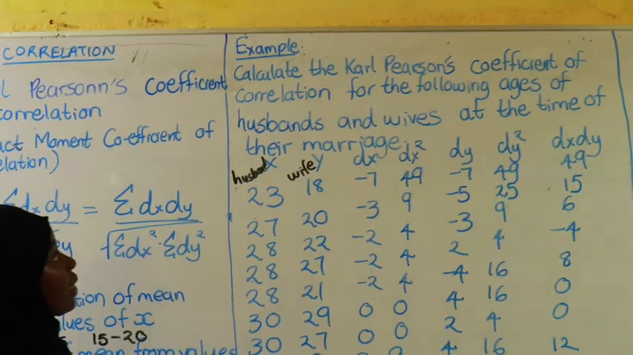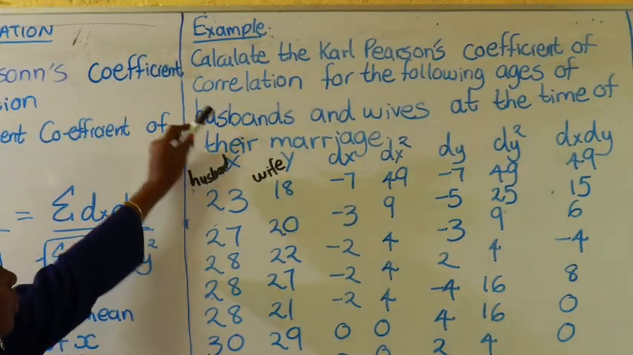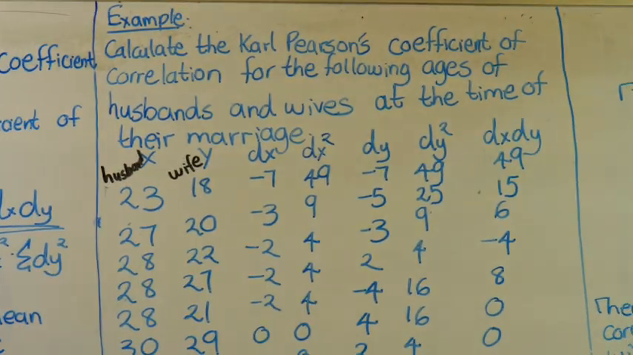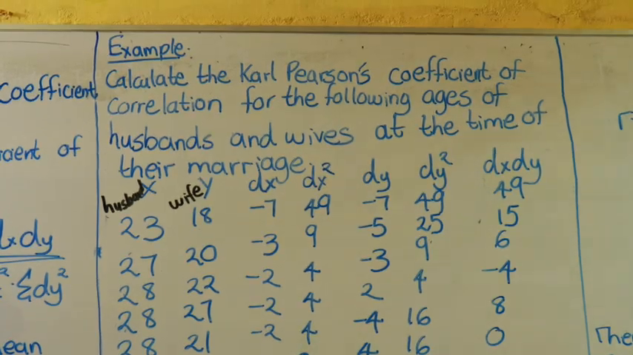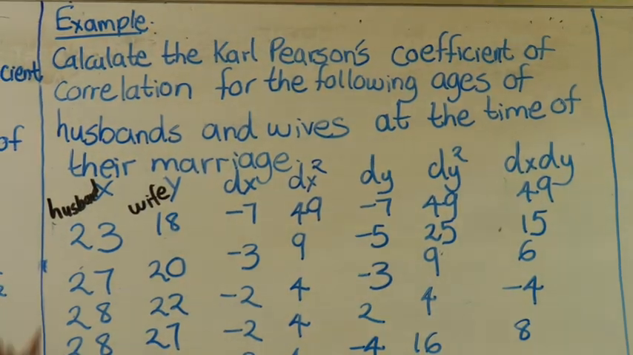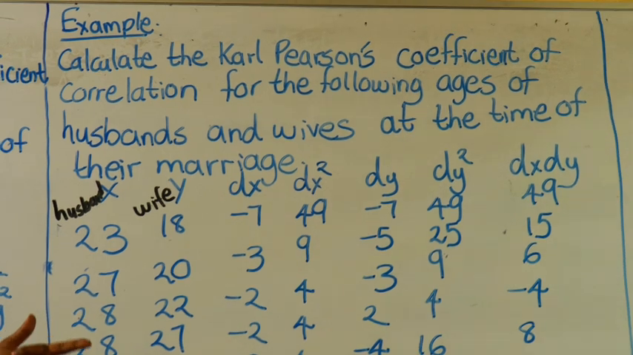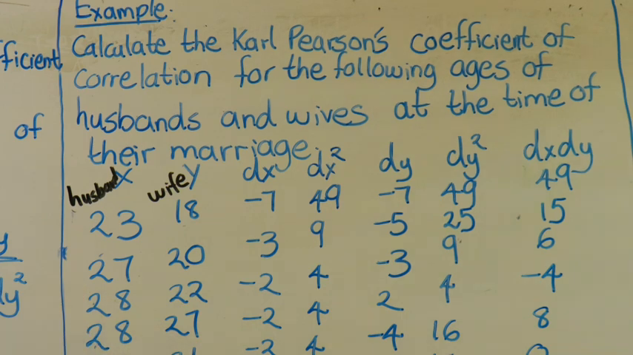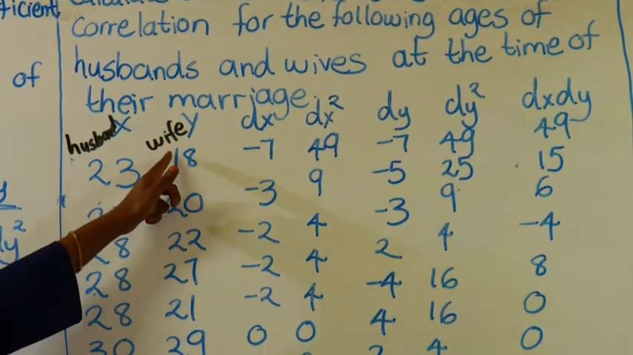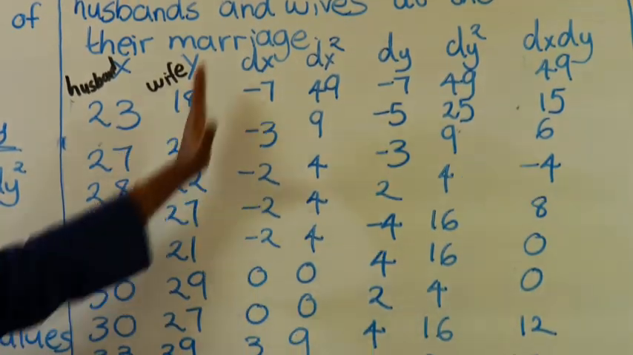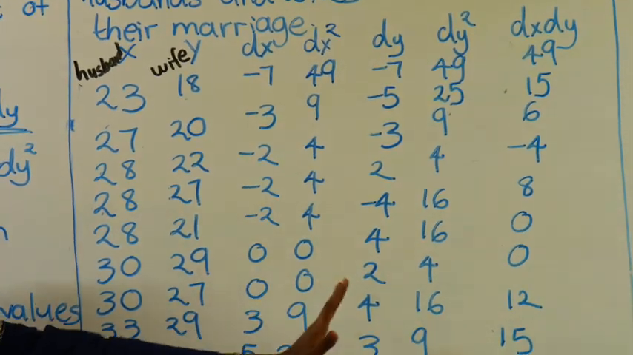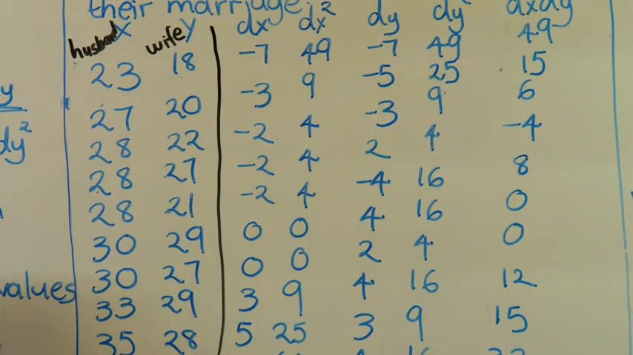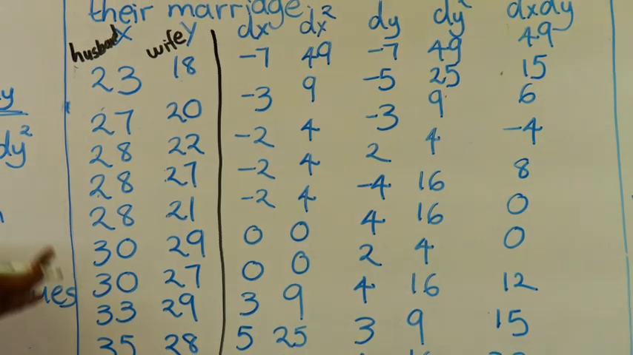It reads, calculate the Karl-Pearson's coefficient of correlation for the following ages of husbands and wives at the time of their marriage. So here you have been told to find the correlation between the age of husband and the age of wife, using the Karl-Pearson. The data you're given are the ages of husbands and the ages of wives. This is what you have in the question, and then you'll be told to find the Karl-Pearson's coefficient of correlation.